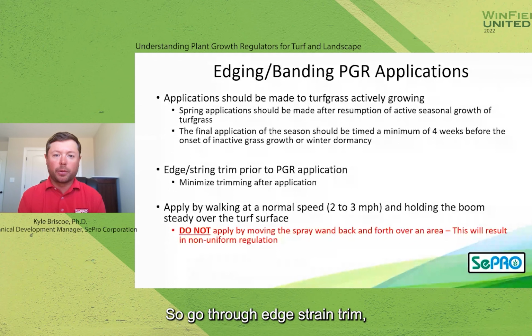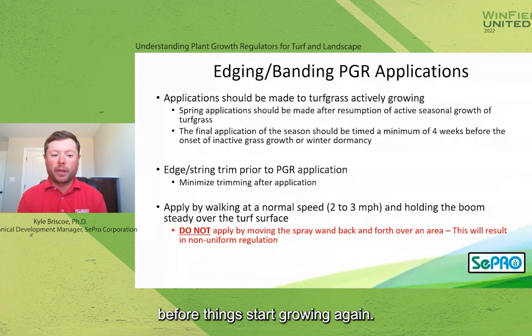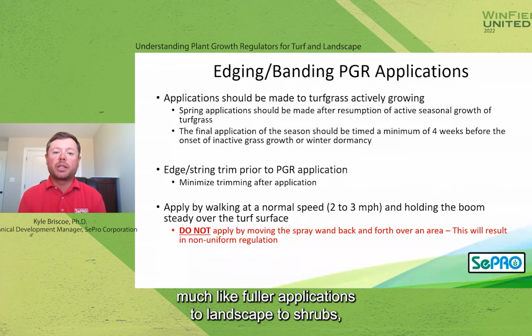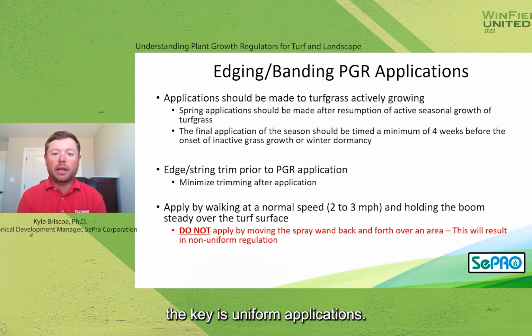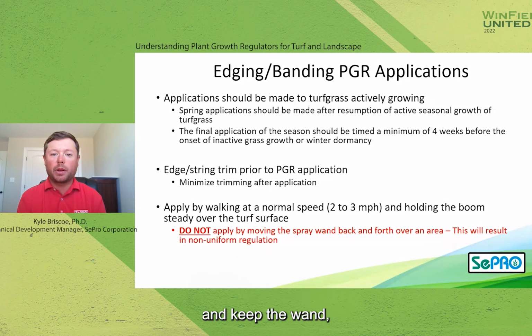So, go through edge, string trim, make sure you get back in there to make that application before things start growing again. The key, much like foliar applications to landscape, to shrubs, the key is uniform applications. So walk at a normal speed, 2 to 3 miles an hour, and keep the wand, if you're using a backpack, very steady. Don't sway it side to side, or you will not have uniform regulation.